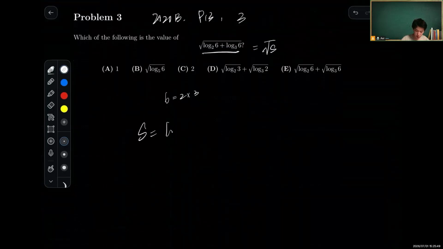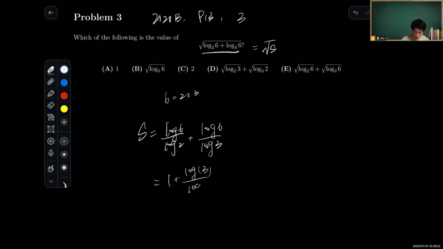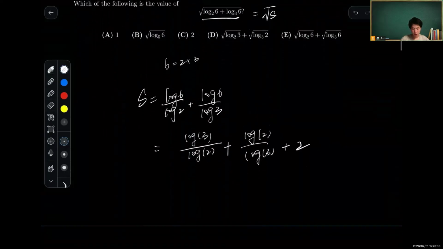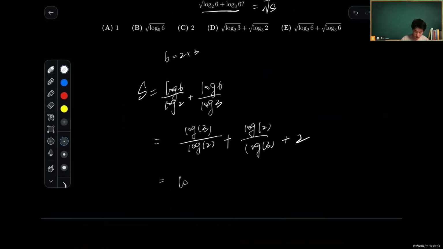Then s is equal to log 6 over log 2 plus log 6 over log 3. Let's apply product to sum. That means 1 plus log 3 over log 2 plus 1 plus log 2 over log 3 is s. There's a 2 here, so let's write it together. Now what? You probably recognize this as log 2 of 3 plus 1 over log 2 of 3 plus 2. And now you kind of have to inspect the answer choices, or you are exceptionally good at recognizing patterns.